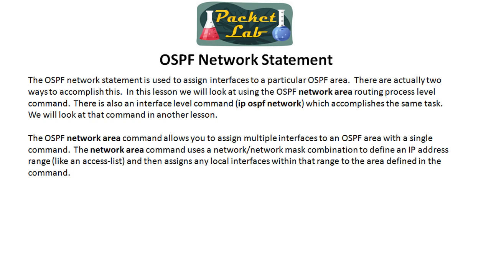The OSPF network area command is going to allow you to assign multiple interfaces to an OSPF area with a single command. That's both the strength and the tricky bit of the command. And the way it's going to do that is it's going to use a combination of a network and a network mask to define an IP address range like an access list. And like an access list, instead of using a network mask, it's actually going to use wildcard bits. And we'll get to that in a minute here. But if you've worked with access lists, you'll be familiar with wildcard bits. If you haven't, they're a little bit different than network masks, and they might take a little bit of getting used to, but we'll run through that.